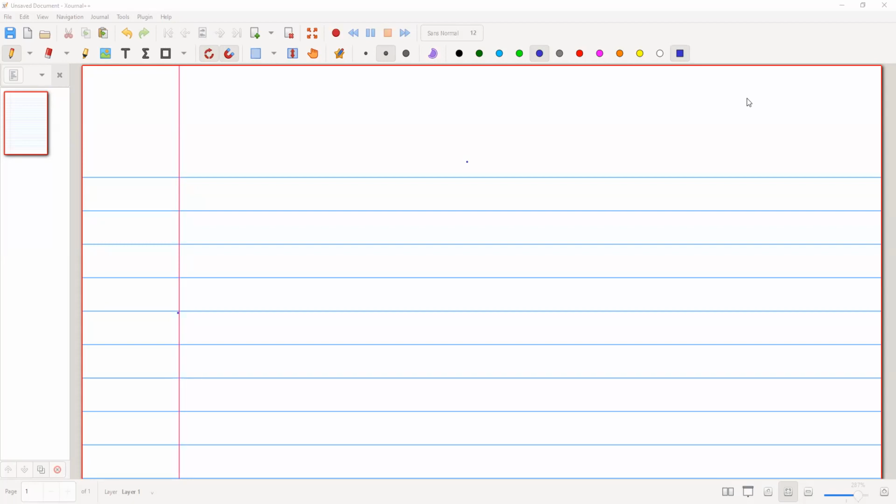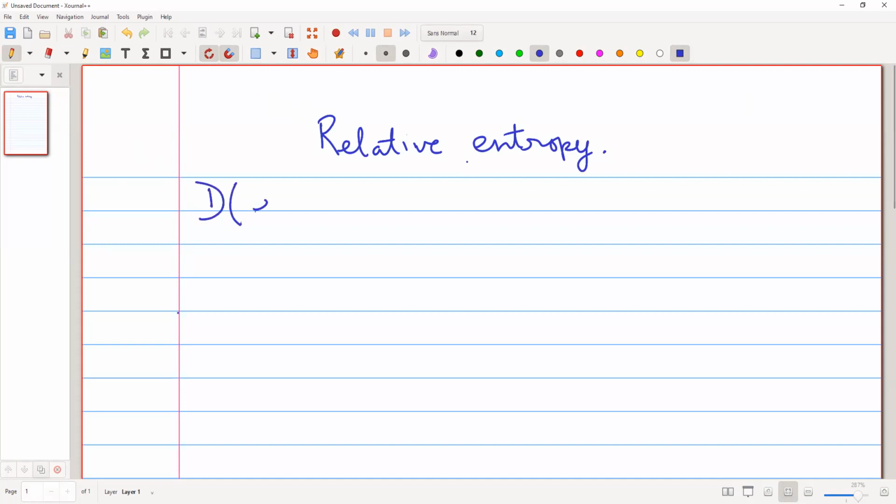Last time we looked at the connection between relative entropy and other entropic quantities. Let me recall the definition. The relative entropy of two quantum states in the same Hilbert space A was defined as the trace.